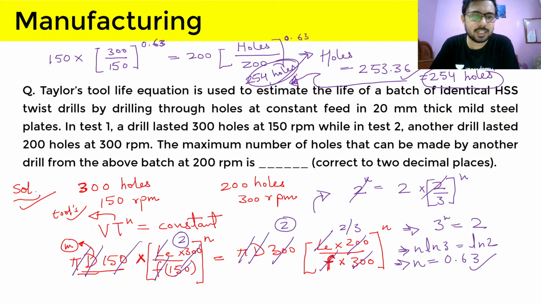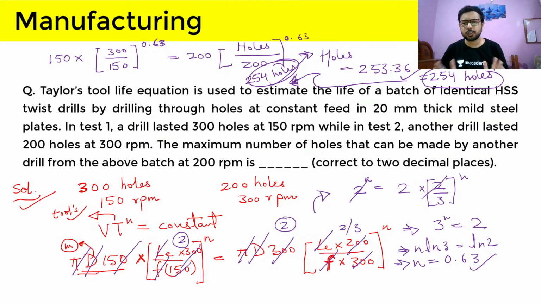So in this question you can see the approach we have used. We have written Taylor's tool life equation, that is V t to the power n is equal to constant, where t is in minutes and v is in meters per minute. We have taken care of that. The t in this equation is the tool's life. So the tool's life will be the number of holes that the tool is lasting, and that number of holes will be multiplied by the individual hole time to calculate the total tool time. Therefore we have calculated the tool life by that process, and we have found the v, that is velocity in meters per minute.